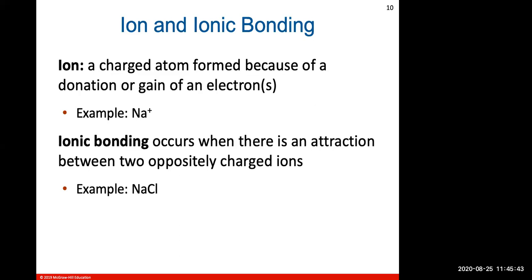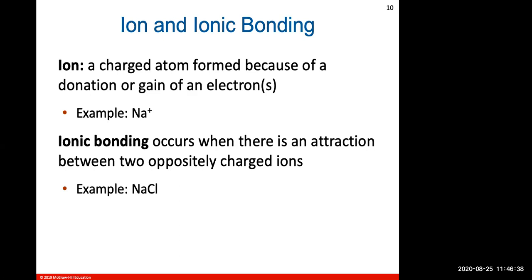So let's talk about an ionic bond first, but we first need to talk about what an ion is. An ion is any sort of charged atom formed because of a donation or a gain of an electron. Since an electron is a negative charge, if an atom gains an electron, it will become negative. And if it loses an electron, if it loses a negative charge, it will become positive. So when that happens, we get an ion, a charged atom, whether it donates an electron and becomes positive, or gains an electron and becomes negative. An example of this is sodium with a positive charge. Sodium is the Na symbol, and it's positively charged because it has lost an electron.